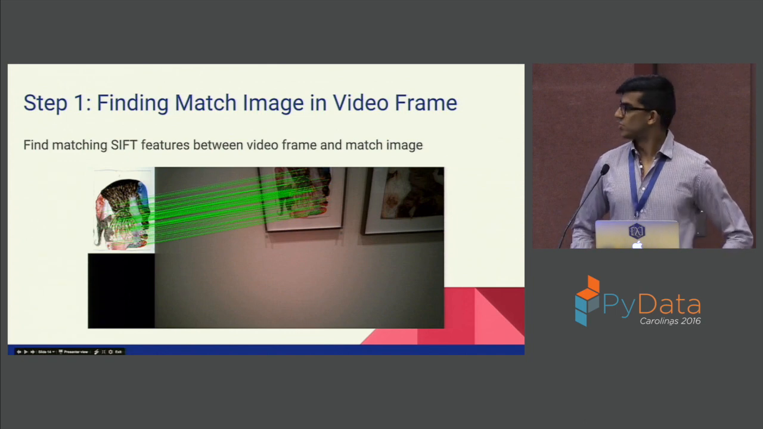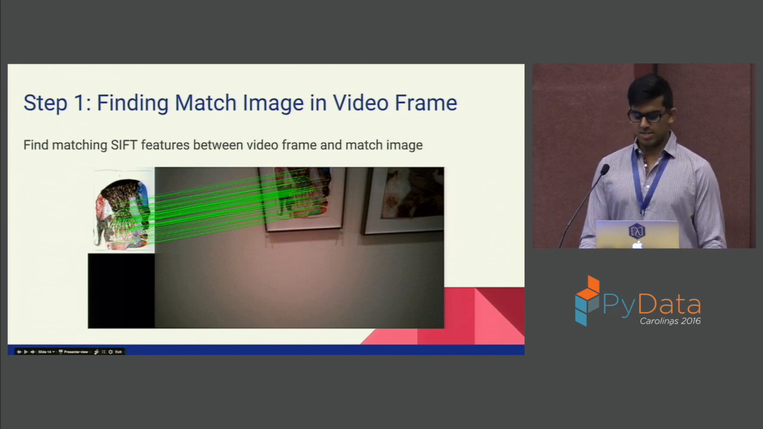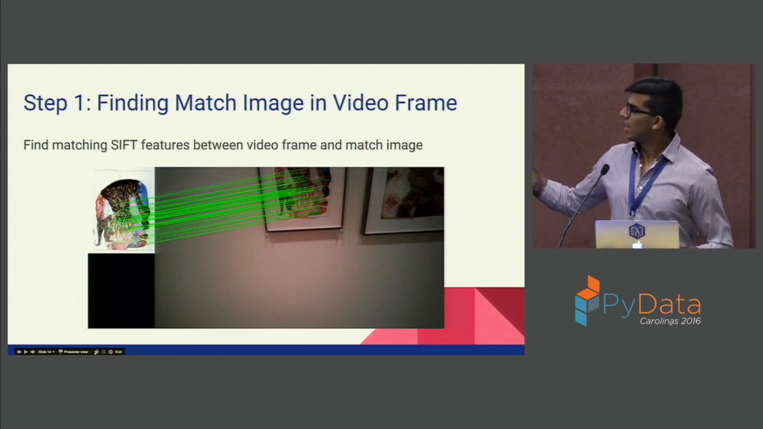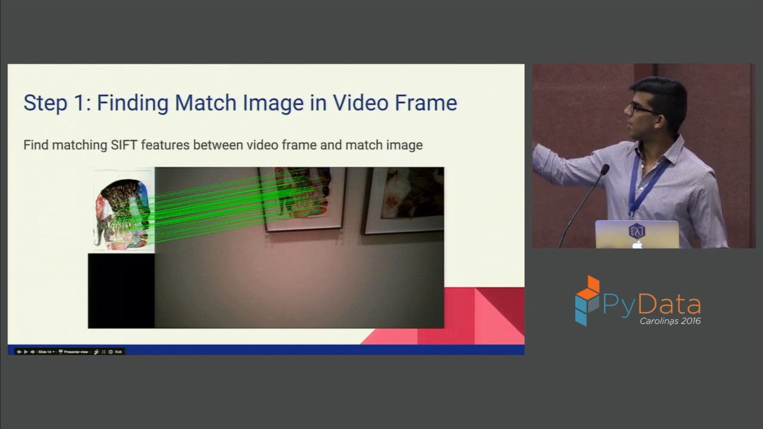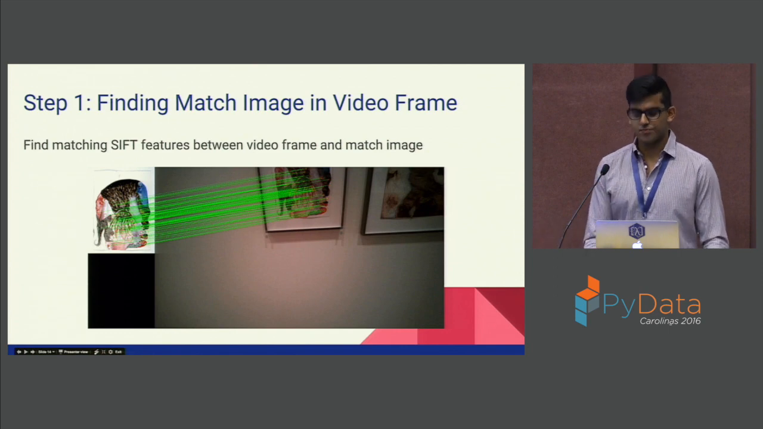So once we have features for both images, we can match them. And we do this with an algorithm called FLANN, which stands for Fast Library for Approximate Nearest Neighbors. So regular nearest neighbors, the basic process for that would be for each feature in the match image, you would want to find the closest feature in the video frame through Euclidean distance.